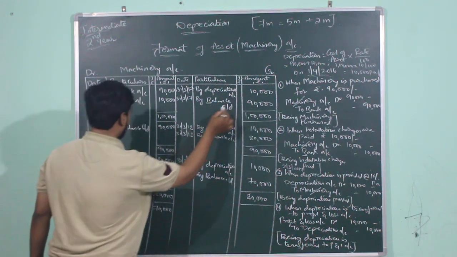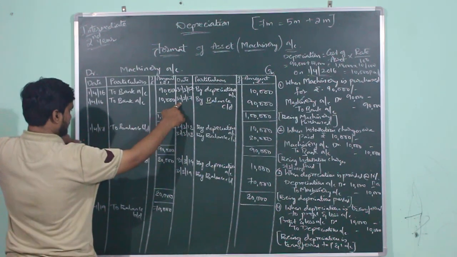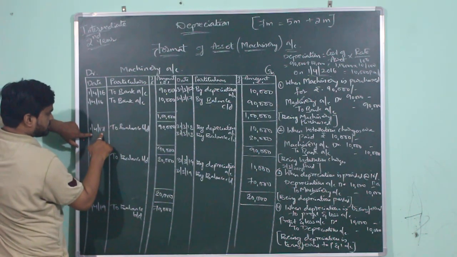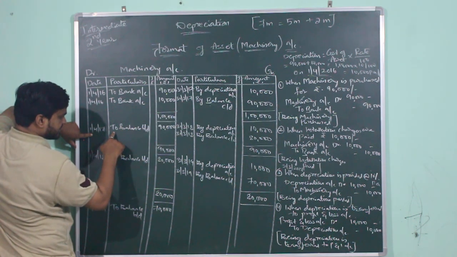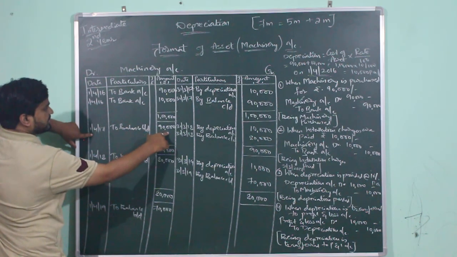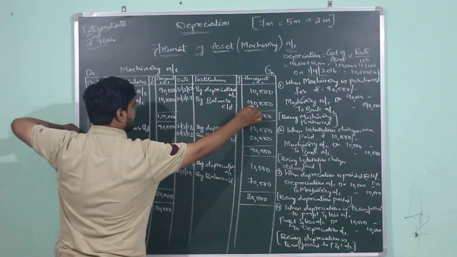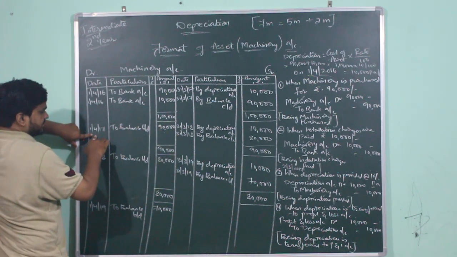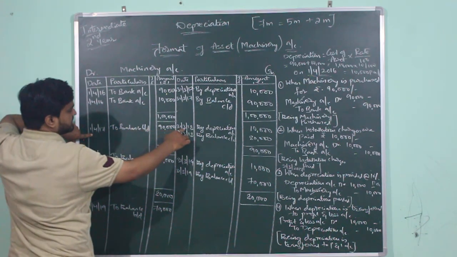The same amount will be brought down to the immediate next year, on the next day after 31st March 2017. The date will be 1st April 2017, which will be brought down to the immediate next year as to balance brought down 90,000. The amount which you have balanced here as carried down, the same amount will be recorded here as brought down. Again, this year will be ending on 31st March 2018.